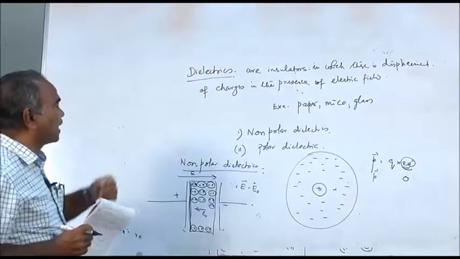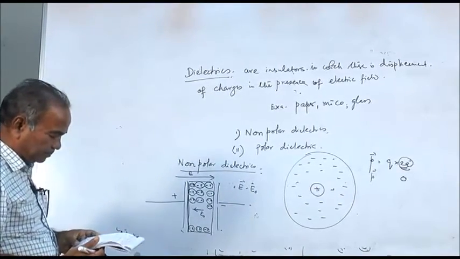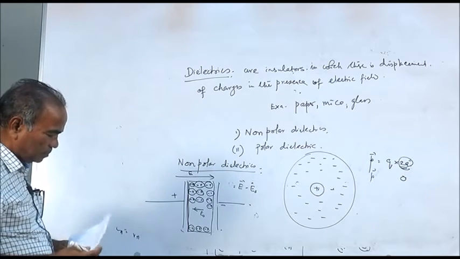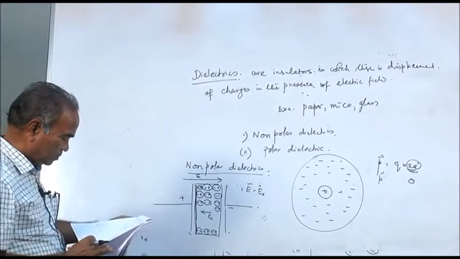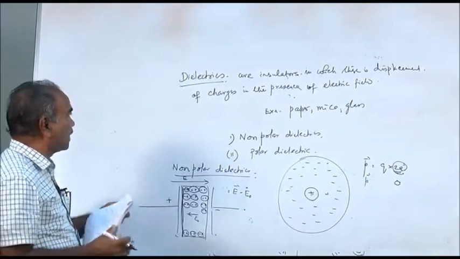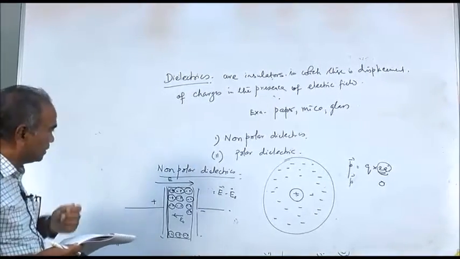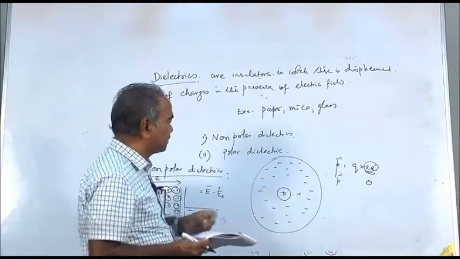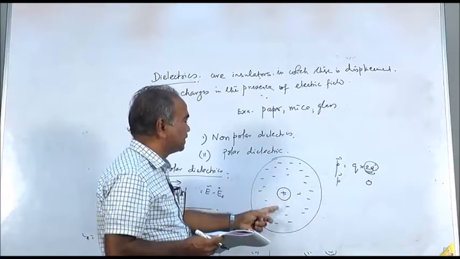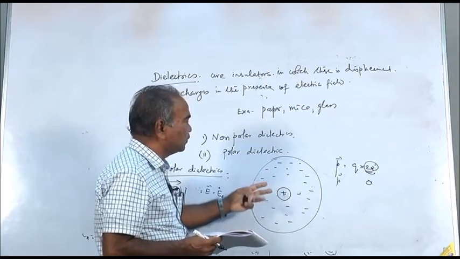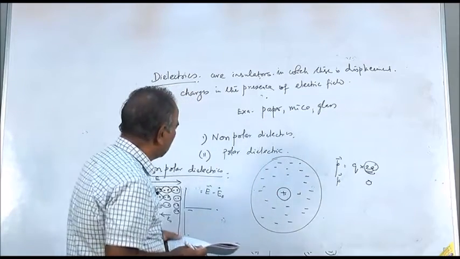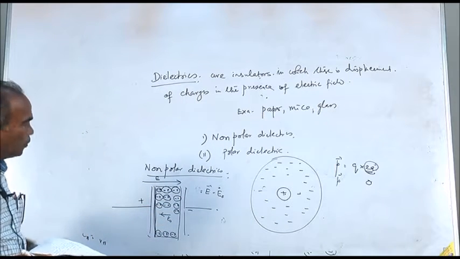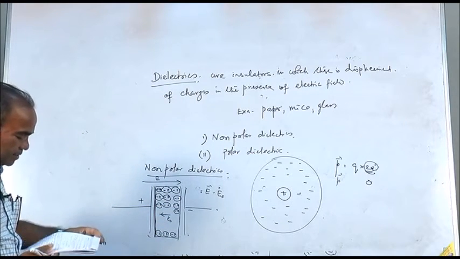This is the non-polar dielectric. Examples are oxygen and nitrogen. Here, in the absence of the electric field, the center of positive charge and negative charge coincide, so there is no dipole moment. But in the presence of an electric field, there is an induced dipole moment in non-polar dielectrics.